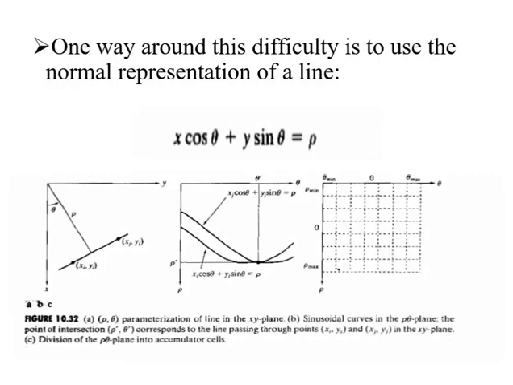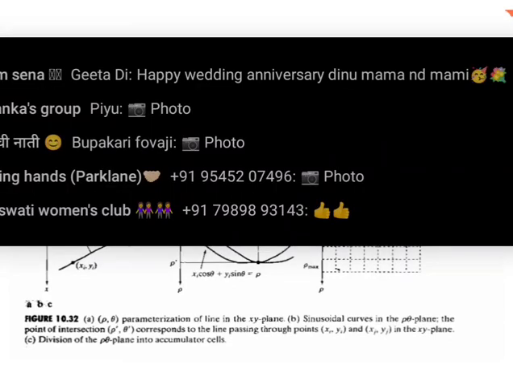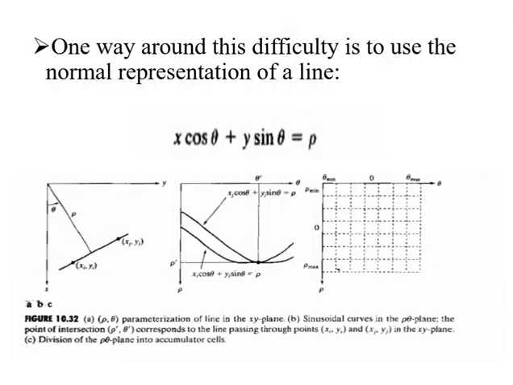Each sinusoidal curve in figure B represents the family of lines that pass through a particular point xk, yk in the xy plane. The intersection point rho', theta' in figure B corresponds to the line that passes through both xi, yi and xj, yj in figure A.